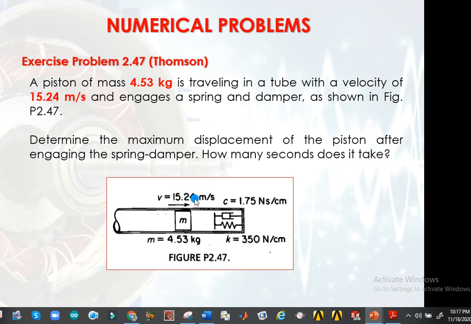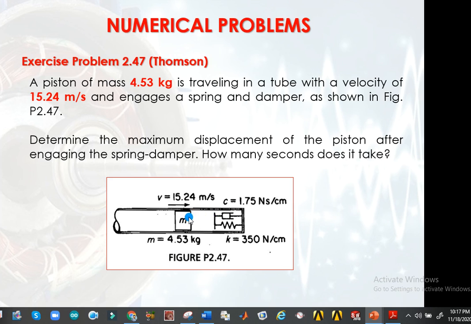Okay, and this piston is traveling across a cylindrical surface in such a way that it will collide with another assembly that has a stiffness K equal to 350 Newton per centimeter, and the damping coefficient C is equal to 1.75 Newton second per centimeter. So a piston of mass 4.53 kg is traveling in a tube with a velocity of 15.24 meter per second, and it engages a spring and a damper as shown.